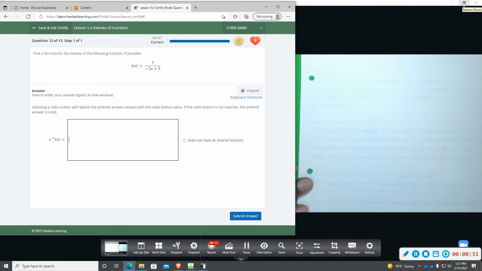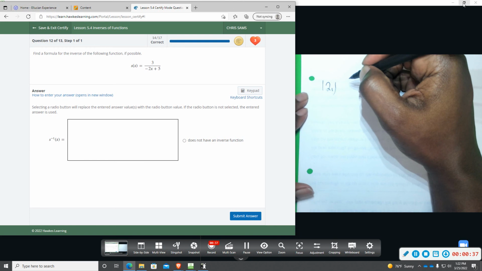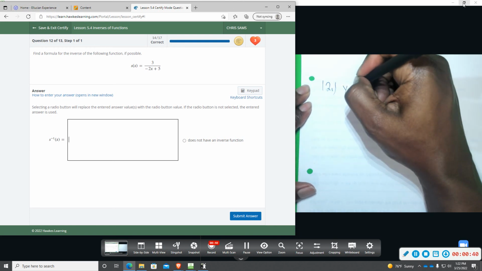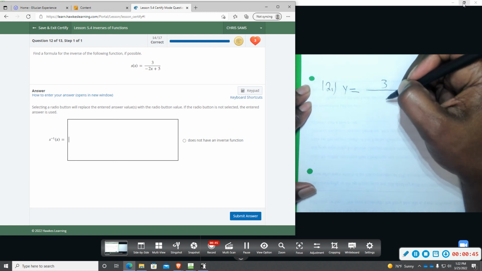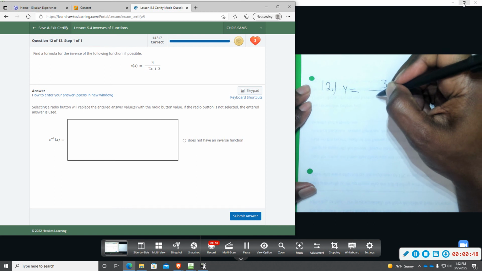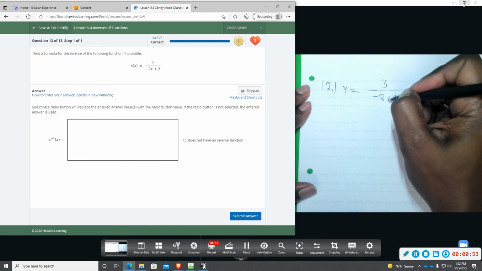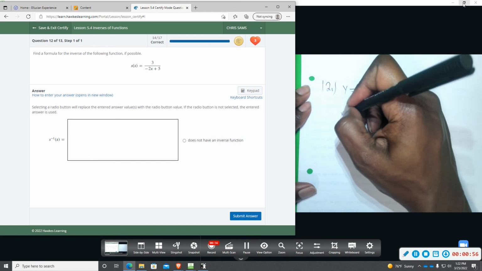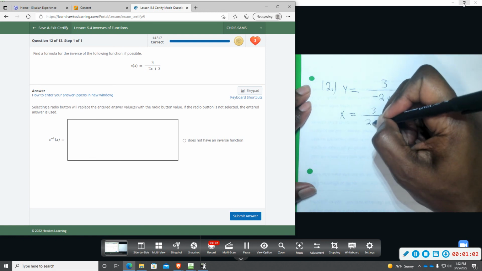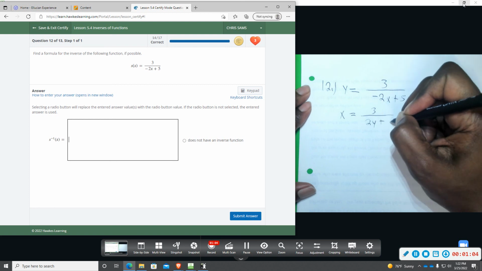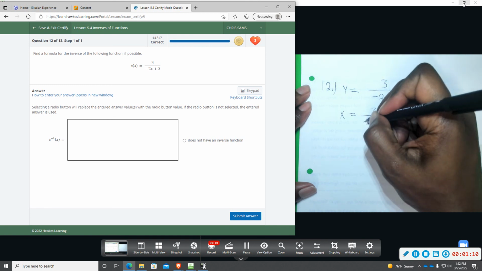Again, what I would start out with is writing down the function in terms of y. So y equals 3 over negative 2x plus 5. Then we're going to interchange x and y, change position. So this is x equals 3 divided by negative 2y plus 5. Don't forget that negative.